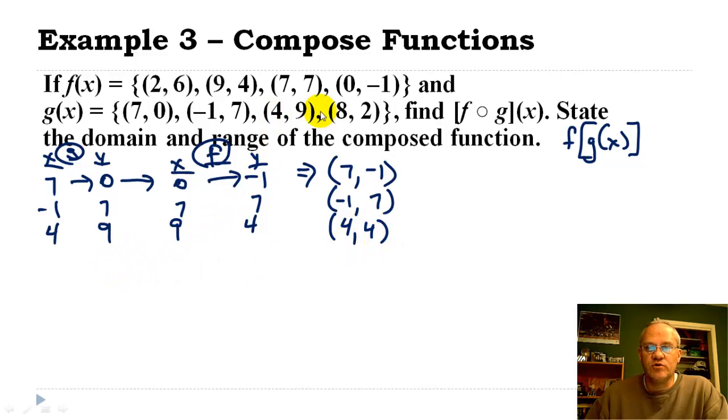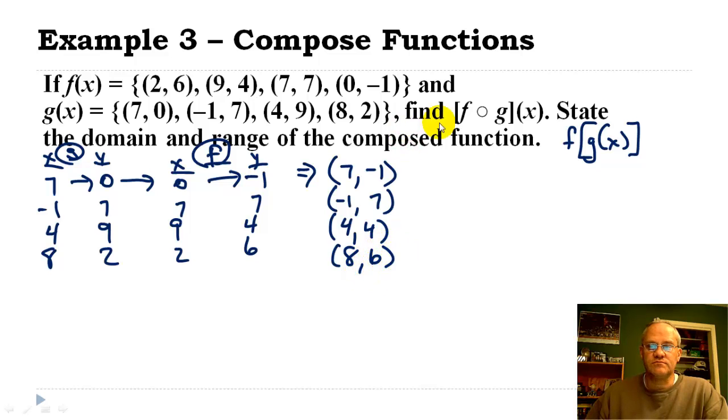And then finally, one more we can look at. We can look at the 8 here. You just look at each x in here. So on this one, you got 8. What goes with that is 2. Now go up to the y, or the f of x. Is there a 2 there? Yes. So we can plug that one in, and what goes with that is 6. And so in the end, it's 8 and 6.